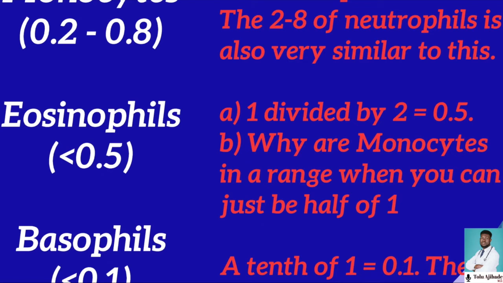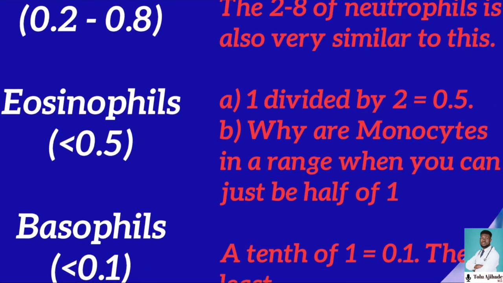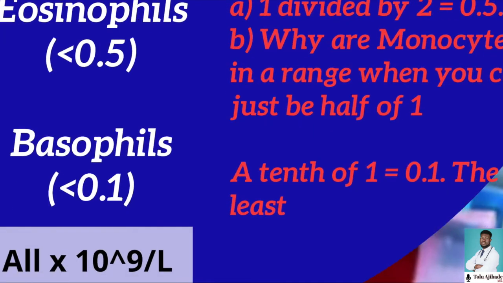Why put it in a range when I can have it really simpler? Less than 0.5. Now for basophils, what could be less than 0.5? That's less than 0.1. We can't say 0 for basophils, yeah? It can't be 0 because 0 seems really insignificant. 0 doesn't count, actually. So if it can't be 0, it can be 0.1, yeah? So less than 0.1, that's a tenth of 1. It's the least value here, less than 0.1.